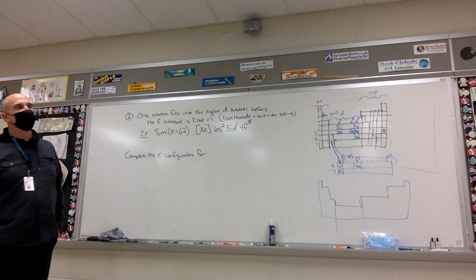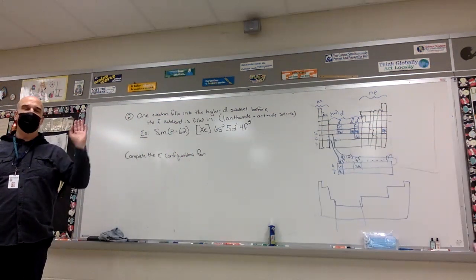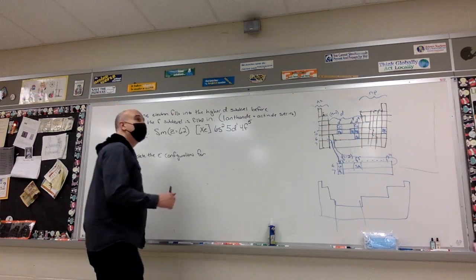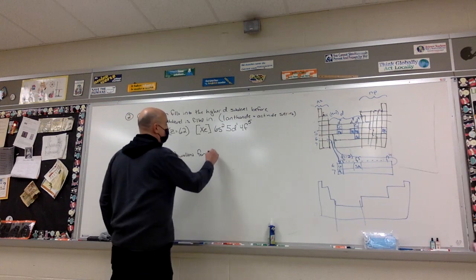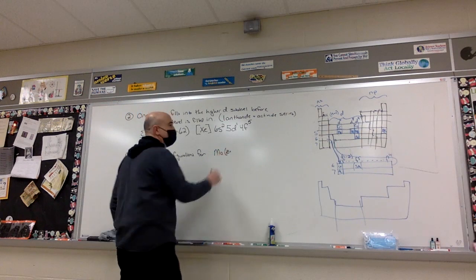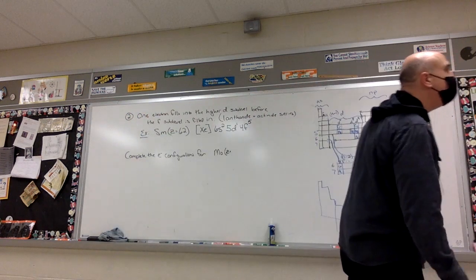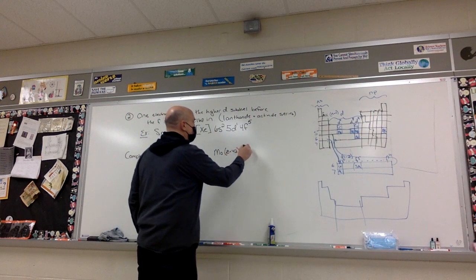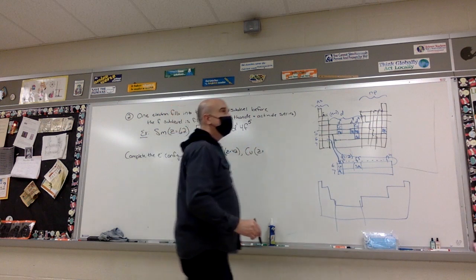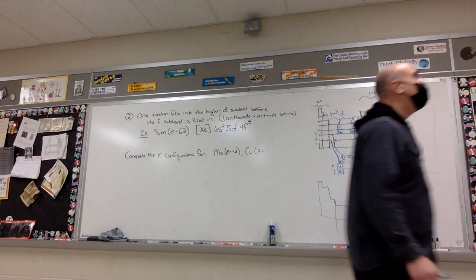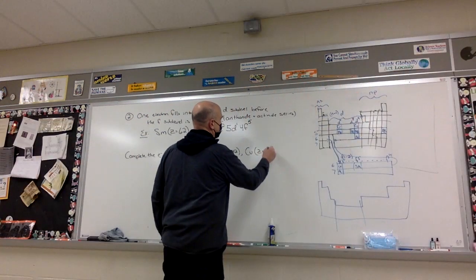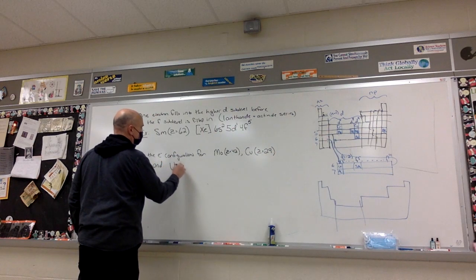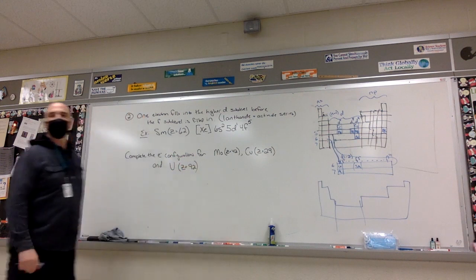I want you to do the configurations and I'll let it be your choice. You can do shorthand or full configuration, whatever you want to do. For molybdenum, which is number 42. Copper, which is number 29. And uranium, which is number 92.